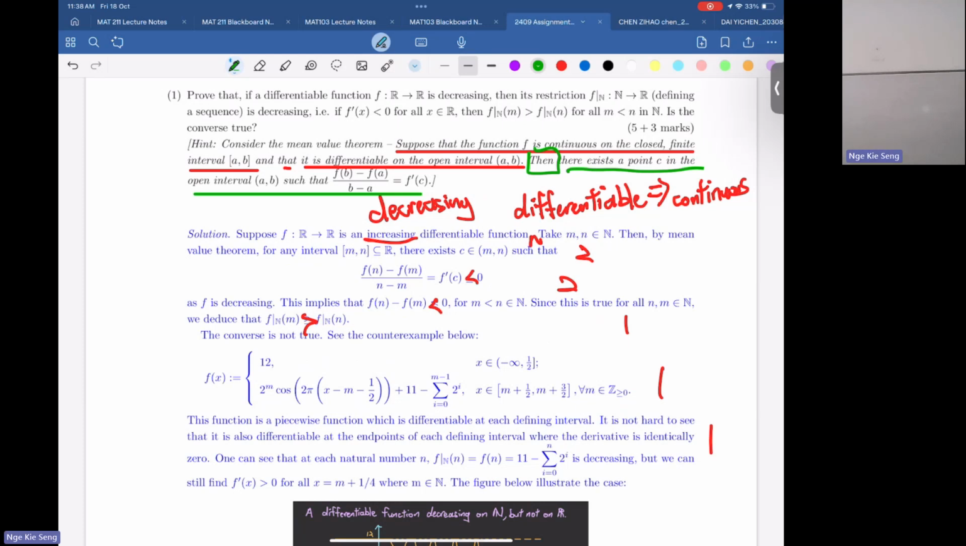What do you know about F? Look at the question. What do you want to prove? You want to prove that if F is a differentiable decreasing function, then the restriction is decreasing. How to prove this if-then statement? If-then statement, how to prove? Let's go back to logic again. Sure, it's a direct proof.